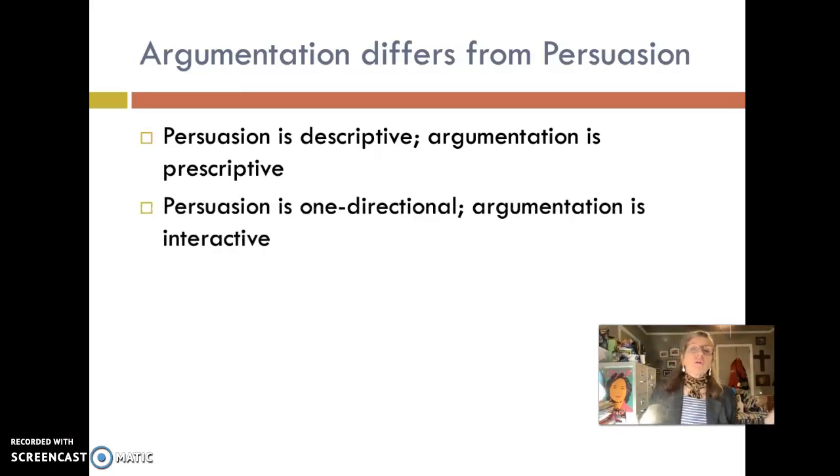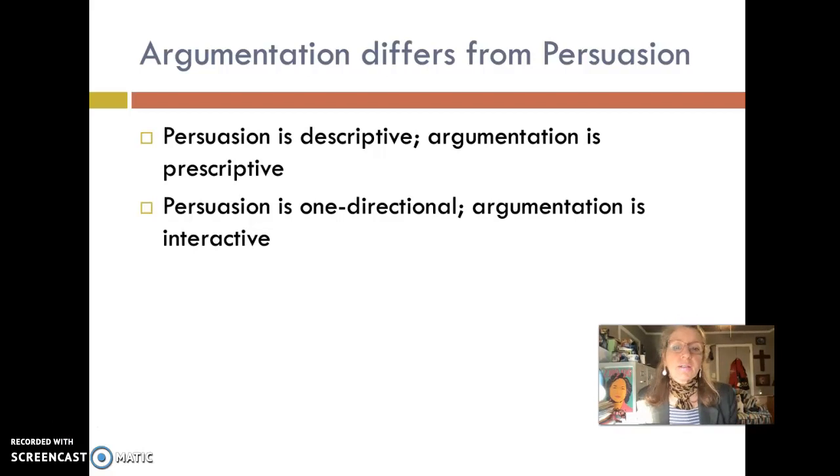Persuasion is one-directional, argumentation is interactive. So in argumentation, you're having a back and forth with someone else. You're making a claim, you're providing your evidence and your reasoning behind it, they will respond to that, or they make their claim, evidence, and they respond. It is a back and forth.